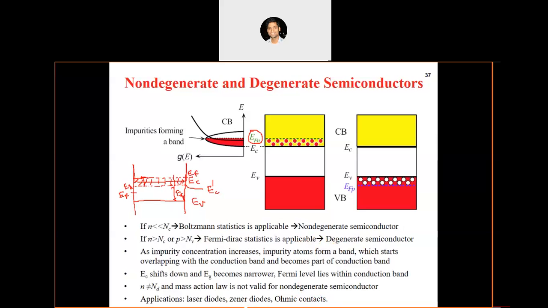In this case, the carrier concentration will not be equal to nd. Why? Can you think about it? Why will the carrier concentration not be equal to the concentration of the dopants?